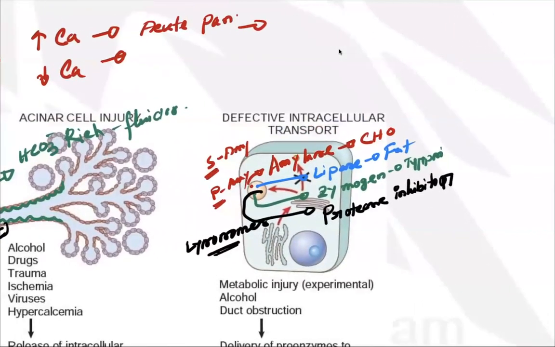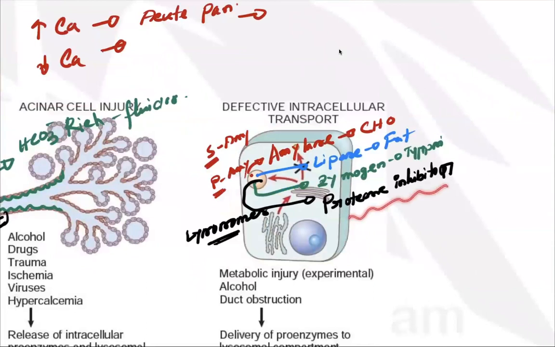Also, the main problem is in the protease inhibitor. The calcium will have a negative effect on the protease inhibitor, which means the protease inhibitor cannot act properly. If there is less protease inhibitor, the protease enzyme can cause lysis of these granules, and all these enzymes can go out and cause the autodigestion of the pancreas itself, simply. So these are a few things you have to understand.